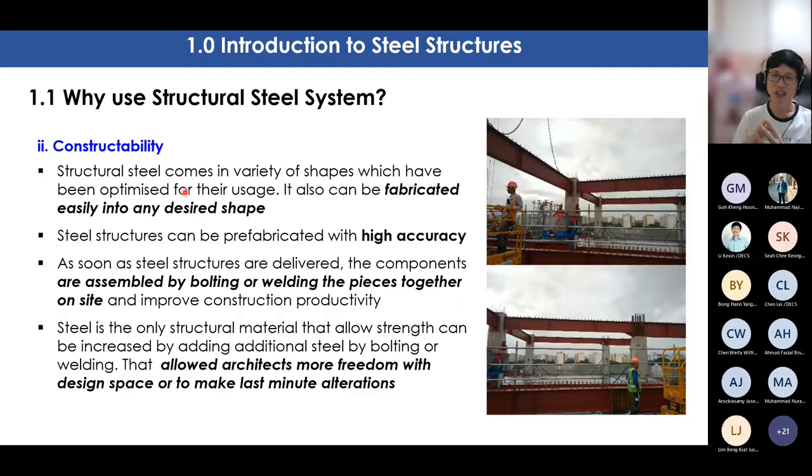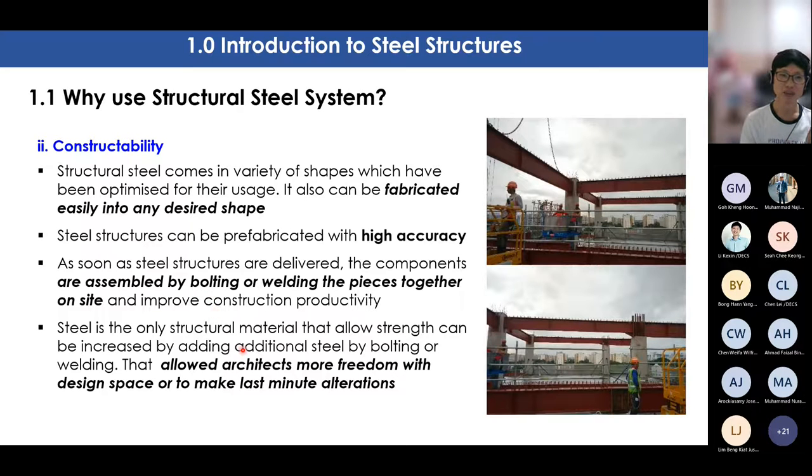Then another thing, we can actually fabricate. We can combine all these components together and form any shape at all. Like the art museum just now, any shape that you want, we can form by fabricating the steel structure. So that is their advantage. I mentioned prefabrication already, and then they are delivered and can be assembled on site. So it improves productivity in a way.